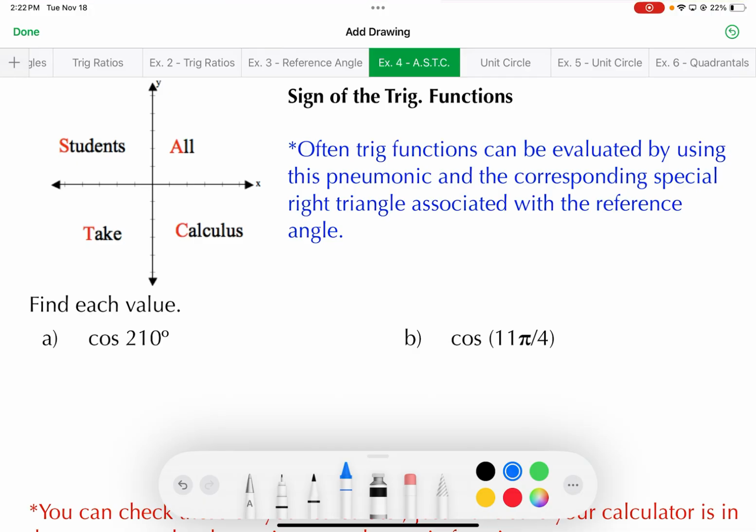Okay, and that takes me to all students take calculus. This is a way to know the sign of your ratios in each quadrant. So we've heard of the mnemonic, all students take calculus, yes? Really we're focusing on the first letter of each of those words. So all, I'm focusing on A. That means all of the 6 trig ratios are going to be positive in that quadrant, right? Why is that? Because when you're in quadrant 1, both x and y that are defining the angle are positive, right?